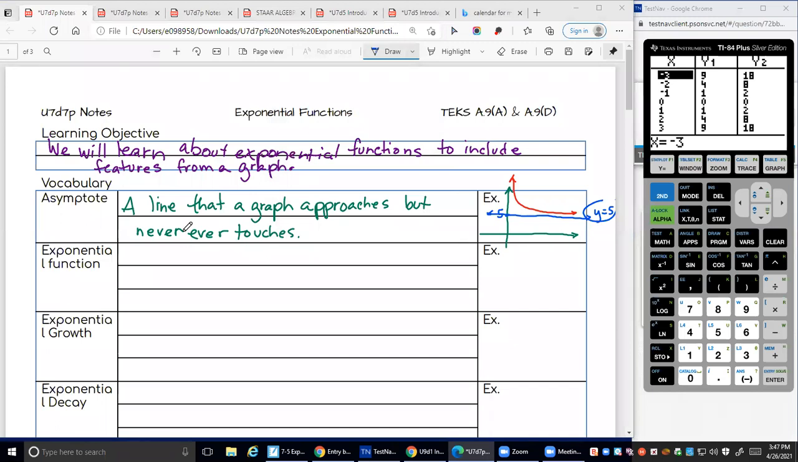So let's go ahead here. Exponential function is a function. I lost something, so. Oh, no. I left it in the room.